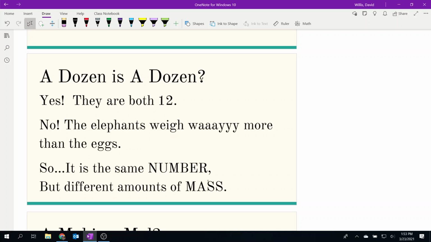Aren't they still a dozen? Aren't there still 12 of them? Numbers, yeah. Yeah. Okay, so it's the same number, but different amounts of mass. Yeah, I know. I feel like we're saying the same thing here at this point.